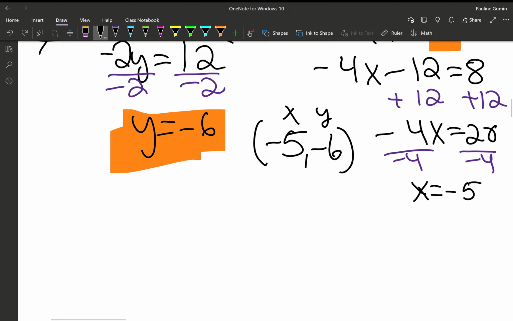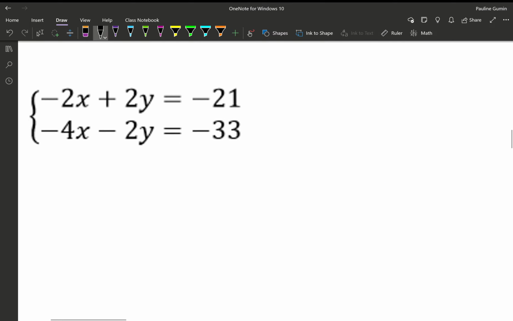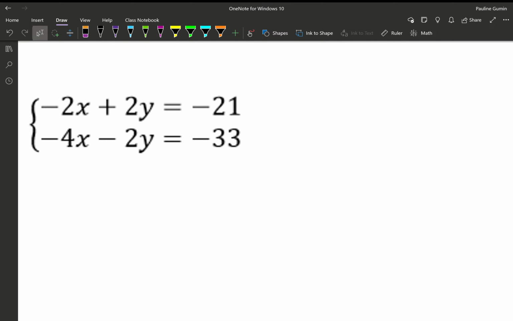All right, let's continue. Check out this problem. Do you see any exact opposites? Or are we going to have to manipulate our equations? I hope that you see that the y's are opposites. Positive 2y, negative 2y. So let's go ahead and add these equations.